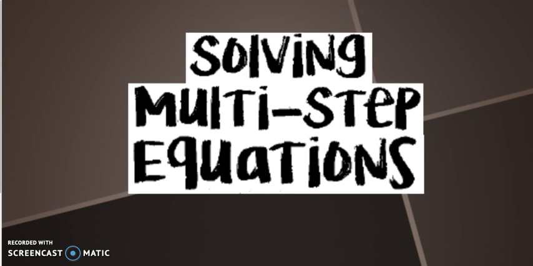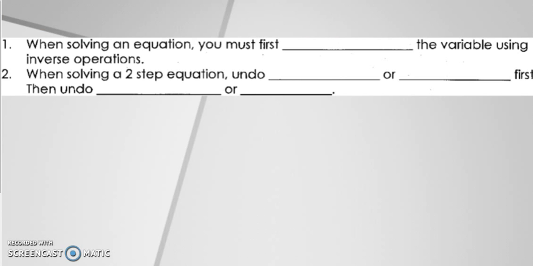Solving multi-step equations. When solving an equation, you must first isolate the variable using inverse operations. Isolate means to get the variable by itself.